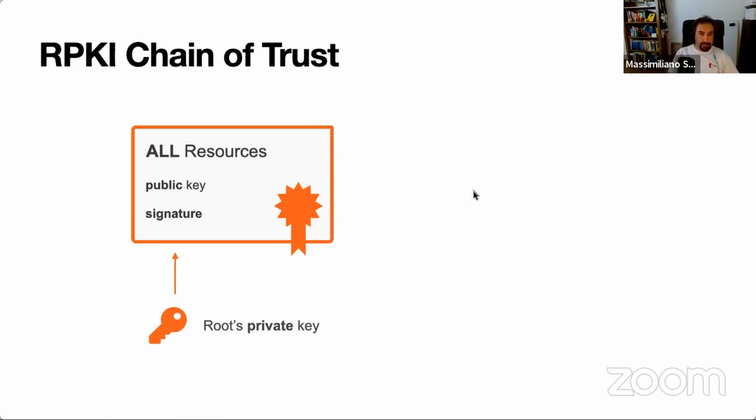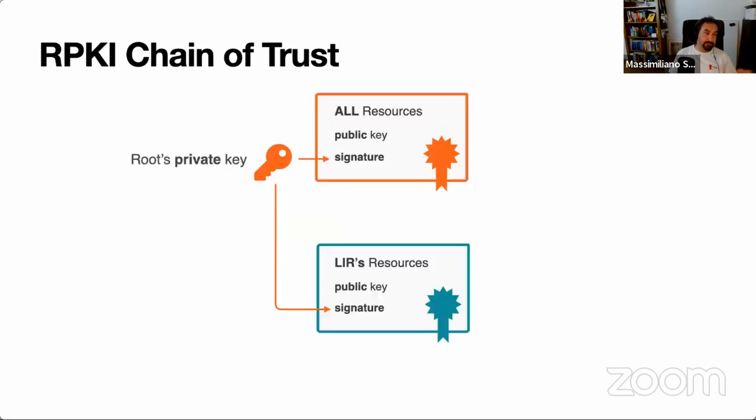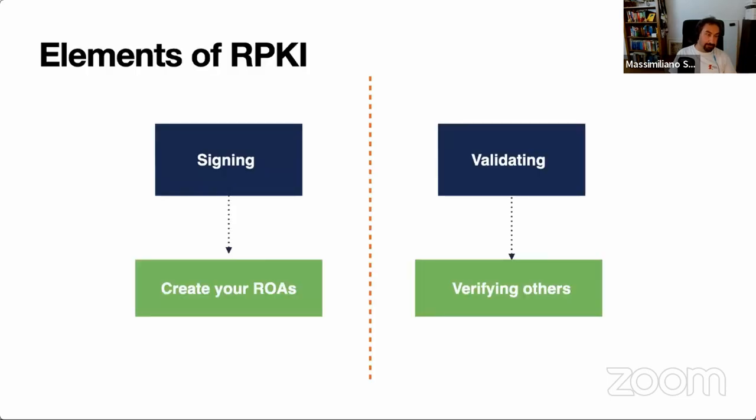And then there is, for every LIR, for every local registry, for every member of, in this case, RIPE, but it's the same for ARIN, APNIC, AFRINIC, and LACNIC, there is a CA that's created, and it's signed by the regional registry, so that there is a chain of trust between the two. At this point, we have a new object that's called the ROA, and this becomes the center of everything RPKI.